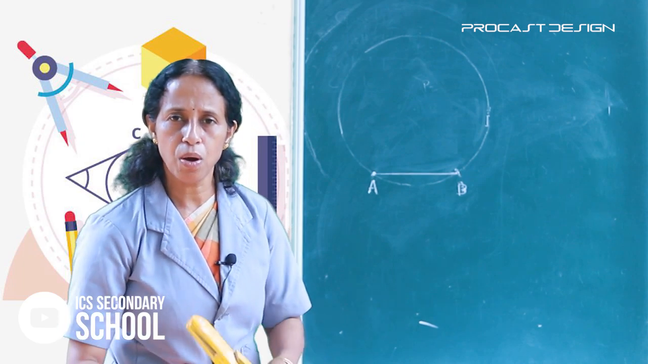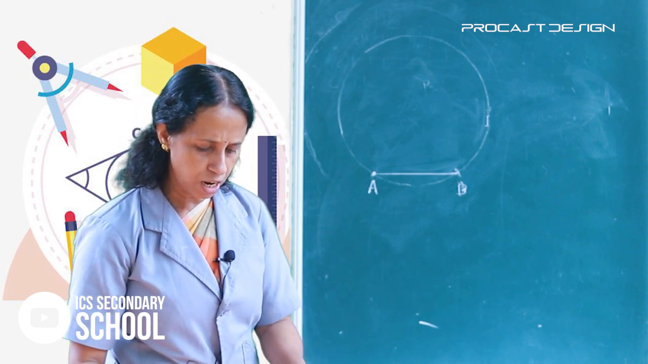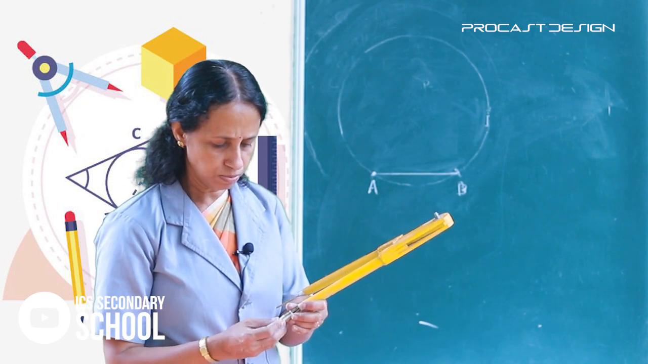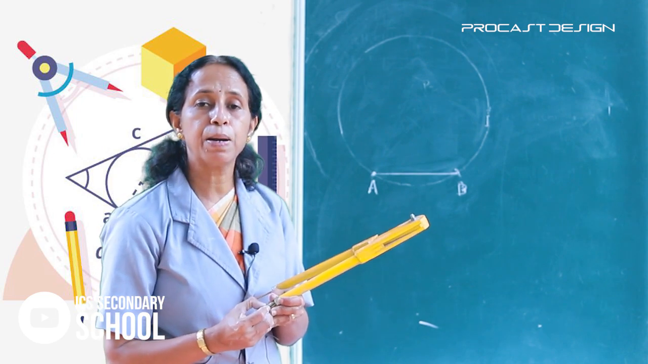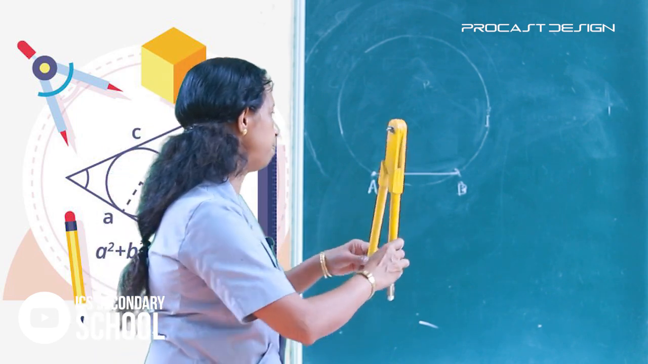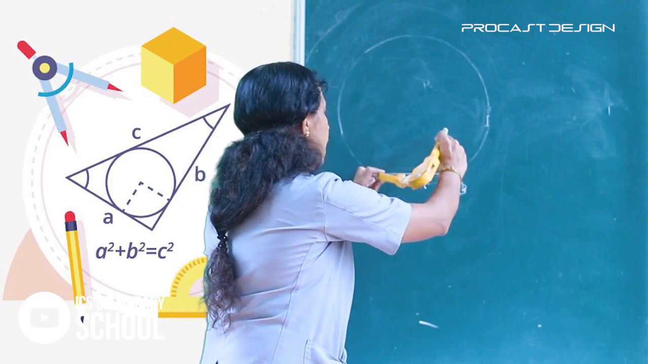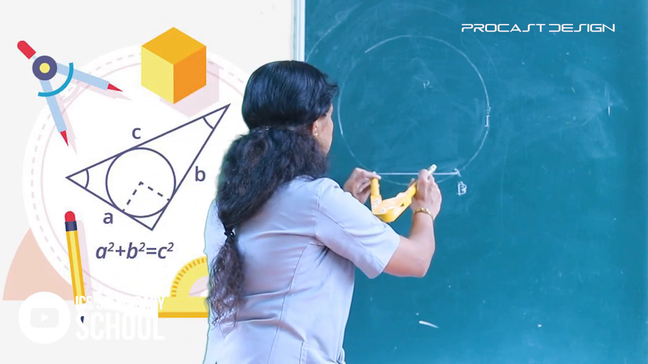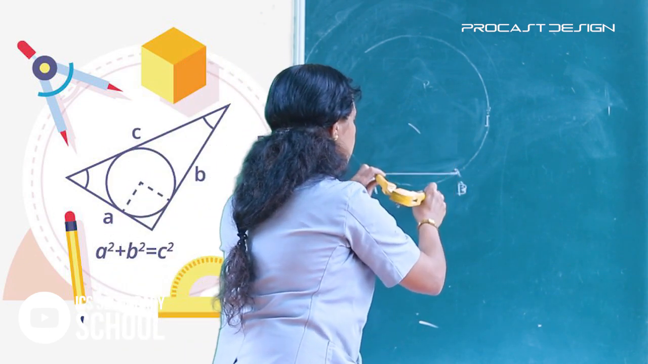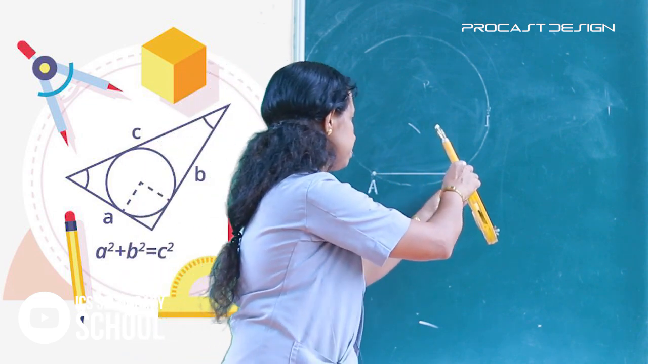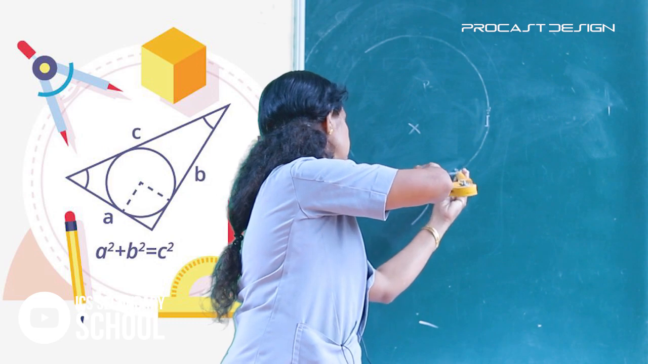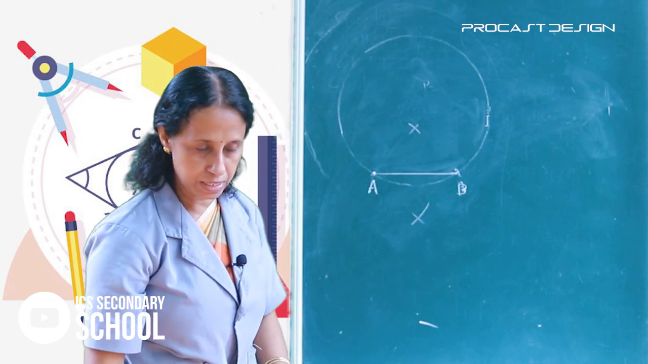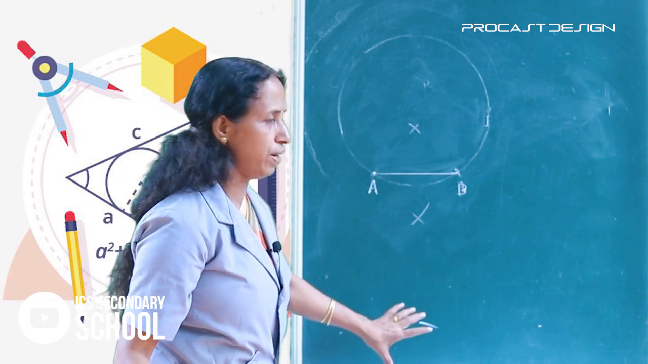Use the compass. Take more than half of this line. Draw a perpendicular line of AB. Measure AB and draw a perpendicular line. Take more than half or full. Take a perpendicular bisector of this line. Connect these 2 points.